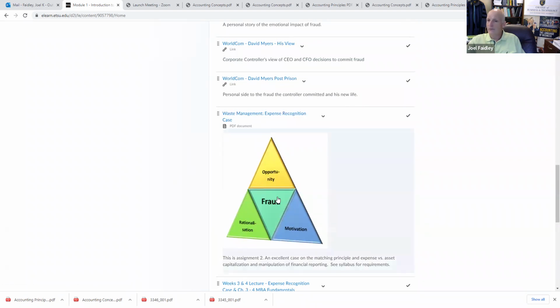But here, there's the fraud triangle. Fraud, where you have 3 things. If you have opportunity, if somebody's motivated, then they're going to rationalize why they're going to commit fraud. You see it all the time.